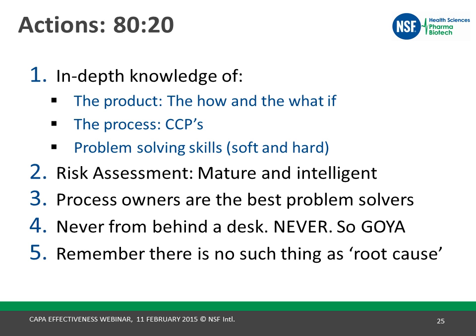My second one there is really, really key. The ability to conduct mature and intelligent risk assessments. That can only be achieved when you have number one. Number three, process owners, in my experience, are always the best problem solvers, you know, the operators, the engineers, and without any disrespect to QA, often they are the worst problem solvers because they don't have that current and up-to-date knowledge of the manufacturing process. So better engagement to the process owners is really, really key. Give them the tools and techniques, balance that alongside their expert knowledge of the manufacturing process, and you've got a very, very powerful combination.